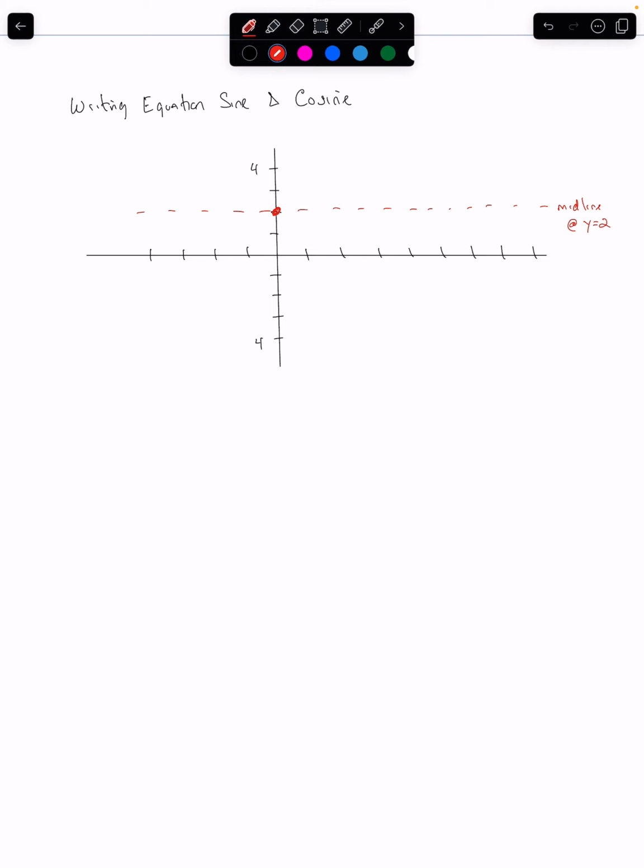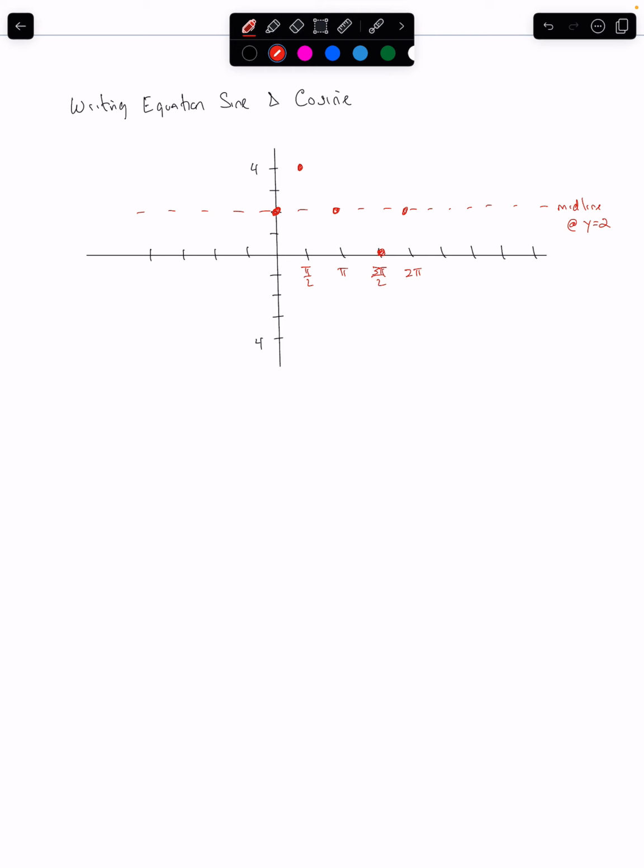All right, and then from here, I'm going to go up 2. So if I move pi over 2, a quarter way around the circle, I'm going to go up 2 units. And I'm going to move another quarter around the circle, I'm going to get back to my midline. Move another quarter around the circle, go down 2 from the midline, and then 2 pi around, get back to the midline. All right, so this is just me traveling around the circle.